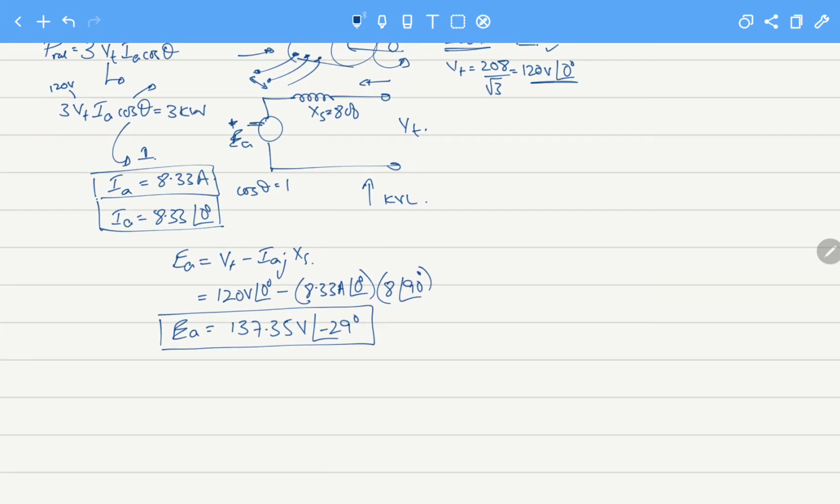And we can see that this is per phase value, and the power angle is actually the angle between VT and EA. Here we can see that this is minus 29, so our power angle is minus 29, and this minus angle also shows that it is now performing as a motor action. When the power angle is positive, this is for the generator action.